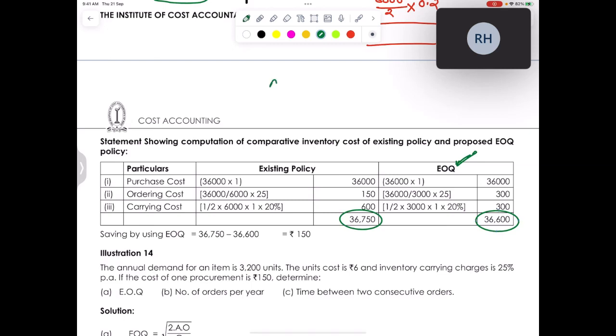Let's see. The question is very simple. The annual requirement of raw material is 3200 units. The ordering cost is 150 rupees. The carrying cost will be rupees 6 multiplied by 25%, which means 1.5 rupees. So what will be the economic order quantity?